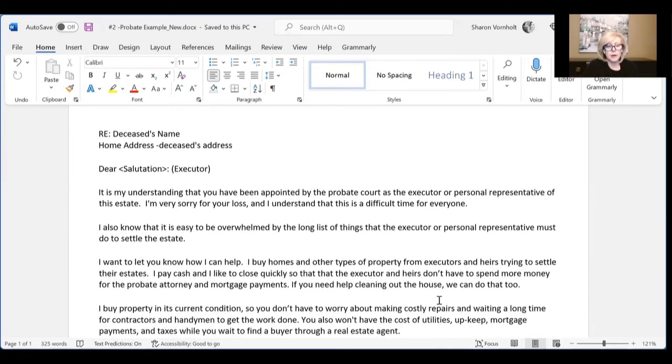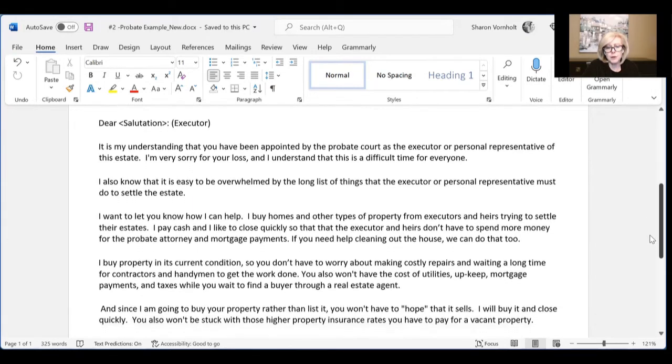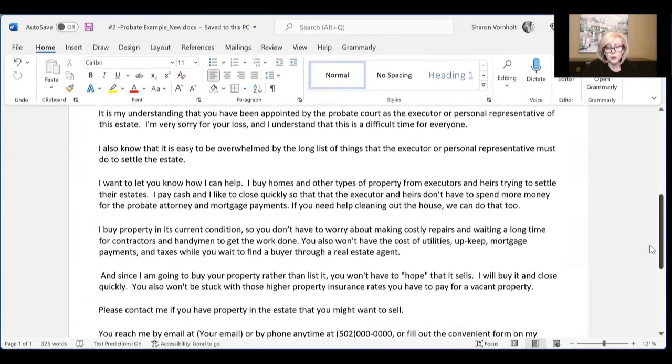They have all this stuff that they have to do to get the house sold. So you let them know how you can help, what you can do for them. And in essence, you're telling them why they should choose you. Why should they choose you to help them with this process? Okay, so let's move on to the next paragraph.